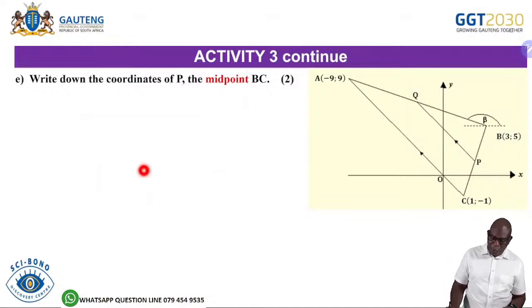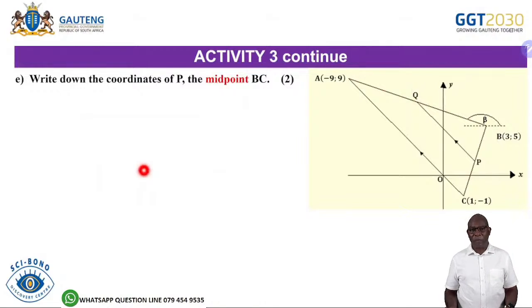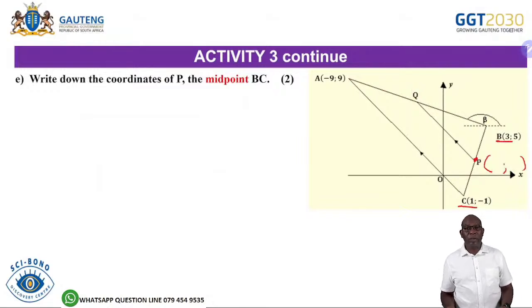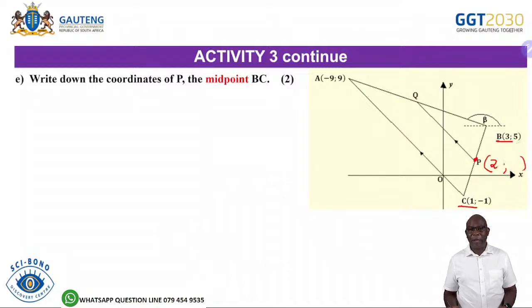The next question: write down the coordinates of P, the midpoint of BC. Oh, that's straightforward and very easy, because now I have point B and point C. I need the coordinates of this point. It's 3 plus 1, it's 4. 4 divided by 2, it's 2. This is 5 plus minus 1, which is 5 minus 1. It's 4. 4 divided by 2 is 2. So the coordinates of P will be 2 and 2.